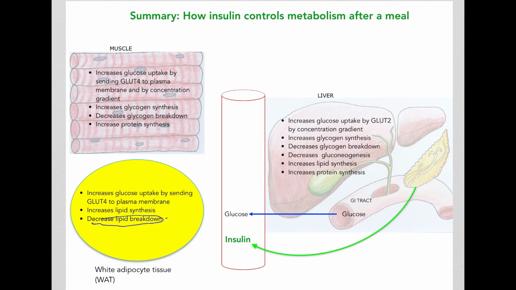In adipocytes, it will also prevent lipid breakdown. So while lipid synthesis is being increased, lipolysis or lipid breakdown will decrease in the adipocytes where most of your fat is stored. And finally, as far as protein synthesis is concerned, insulin will increase protein synthesis, especially in the liver as well as the skeletal muscles. So this is a summary of how insulin controls metabolism after a meal.